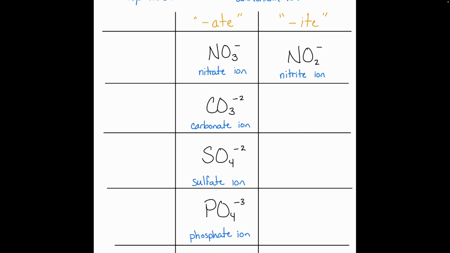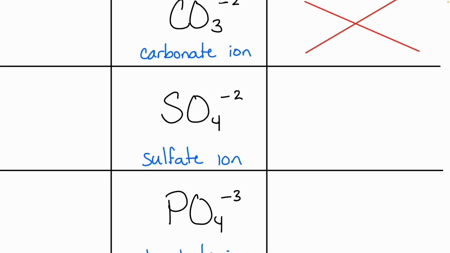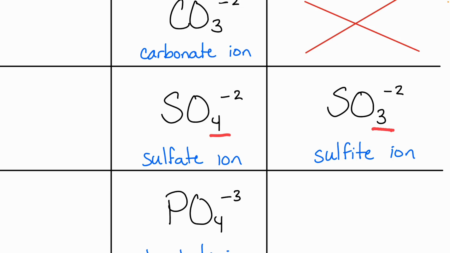That's going to be the same game that we're going to play for the rest of this here. With the one exception, it turns out there's no such thing as a carbonite ion. But there is a sulfite ion. So who's brave? What do we think our formula for the sulfite ion is going to be? SO3 with a -2 charge. Decrease our number of oxygens by 1. Charges stay the same.